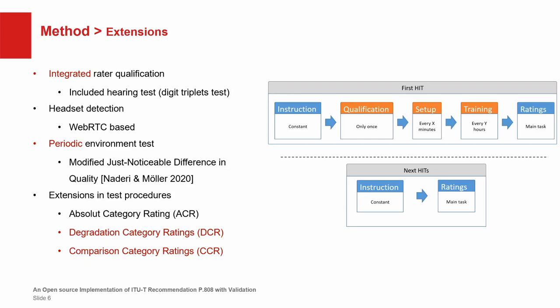In the recommendation, a two-step approach is used, in which first participants are qualified and then invited to the test. There have been two different jobs in the crowdsourcing platform. We integrated the qualification in the test as a first section, which only appears once. The qualification section includes the hearing test. If the worker successfully passed the qualification once, then she doesn't need to do that anymore.